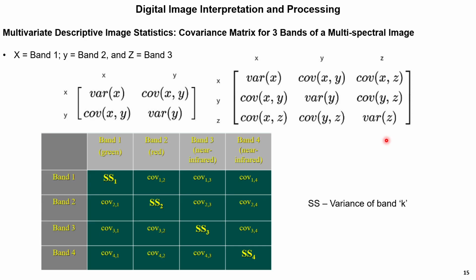Is there anyone having a doubt on this? See, when you form this matrix, everything will be DN values, right? So we will calculate everything with the DN values only. And in the matrix, for S1, S2, S3, S4, what are these values? These are the variance of band 1, variance of band 2, variance of band 3, and variance of band 4.